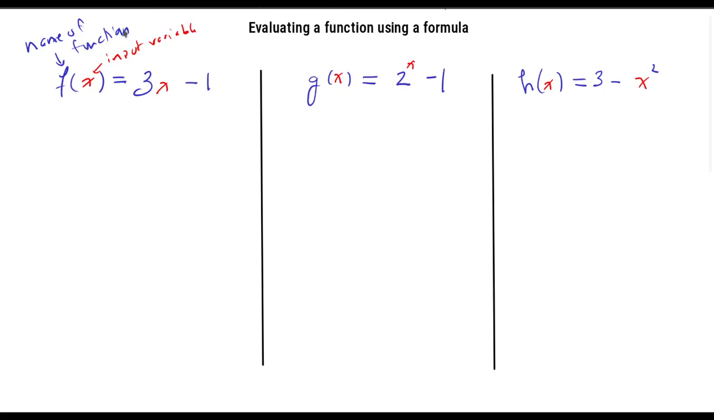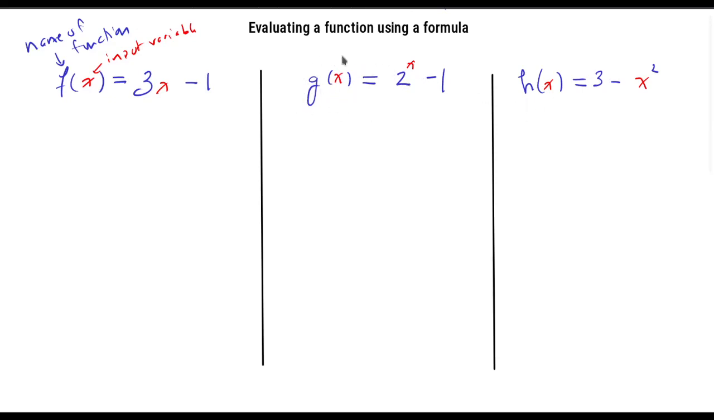In this first example, f of x equals 3x minus 1. What this means is if we plug in x, whatever number x represents, into our function f, then the output will be 3 times x minus 1, 3x minus 1. And we can do this with other formulas defining other functions.